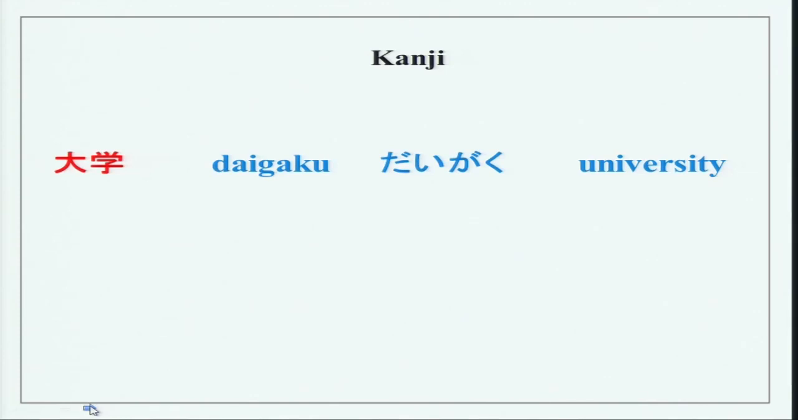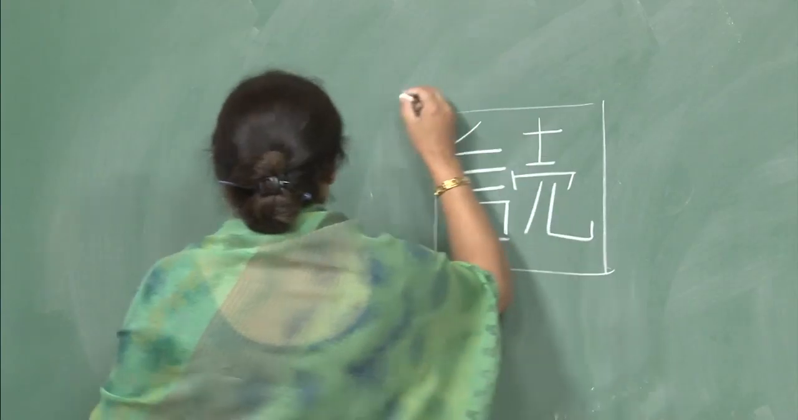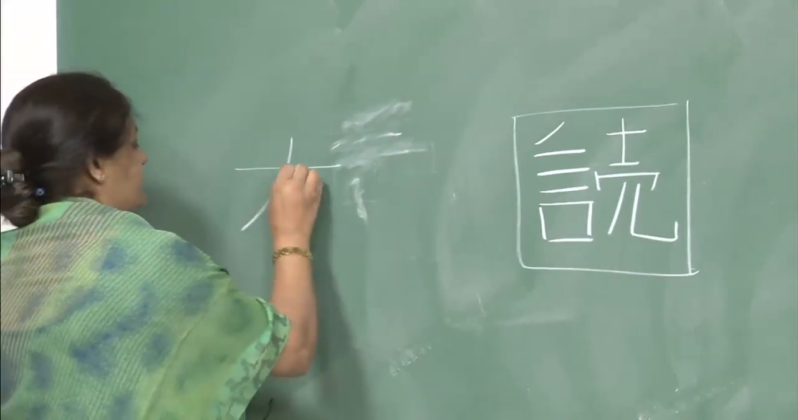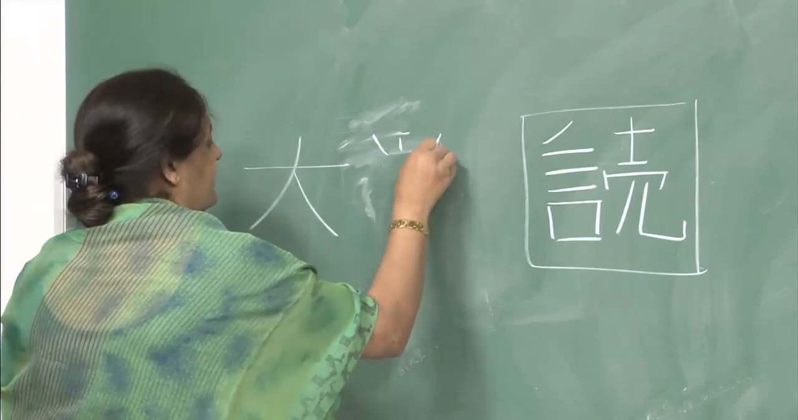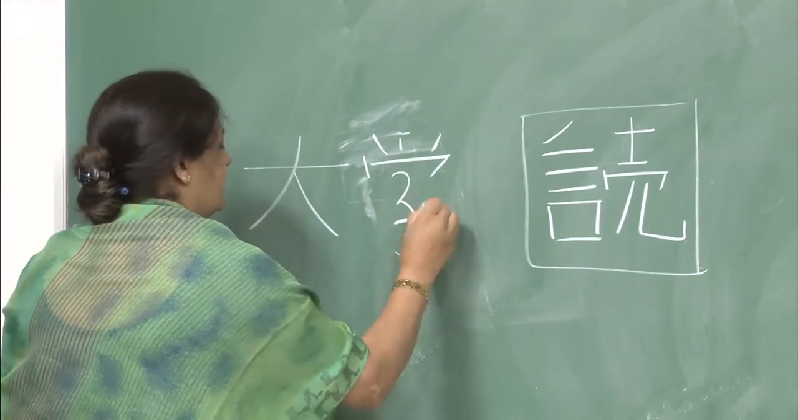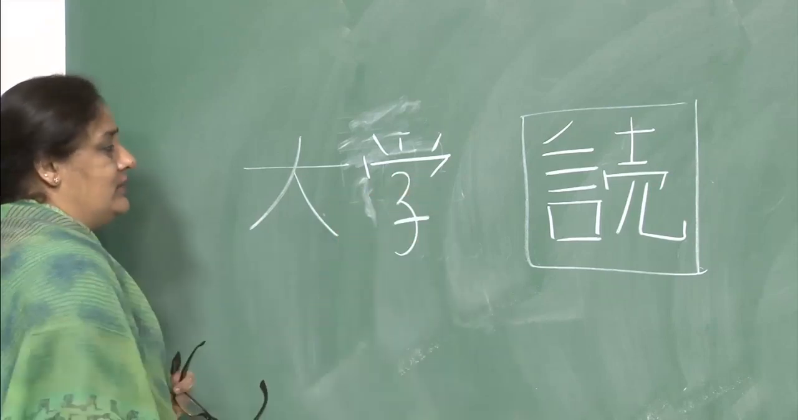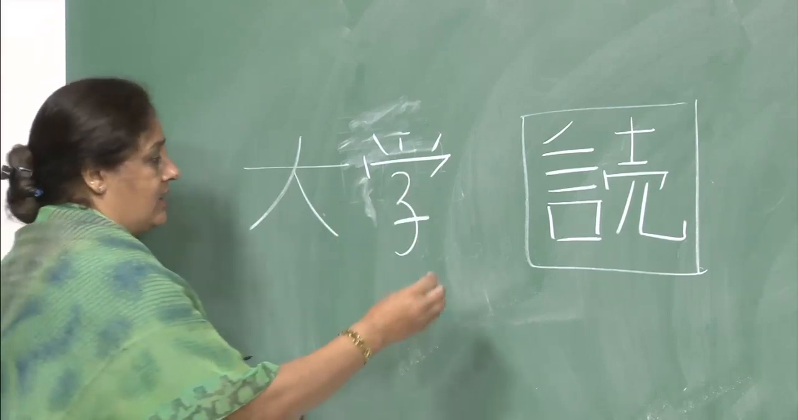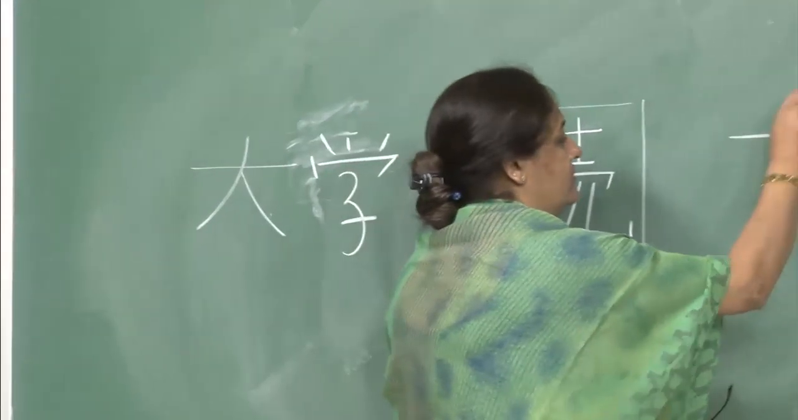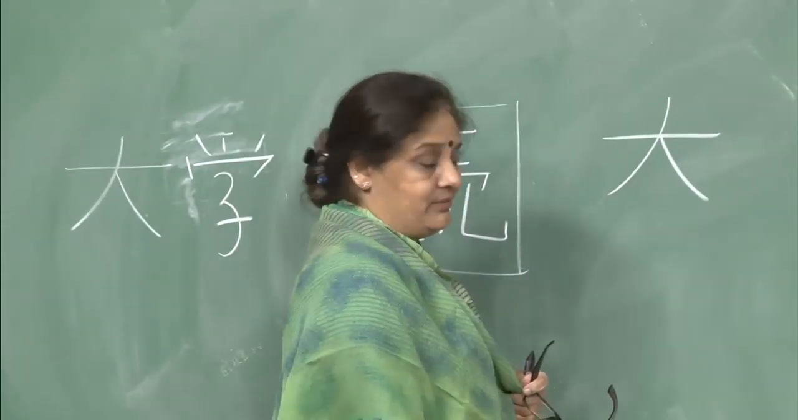Well, now let us see what kanji we have for you here. You have done this word daigaku, dai and gaku. Dai as in big, and gaku as in place of learning. So big place of learning will be a university. Now dai you already know, this is how dai is to be made.